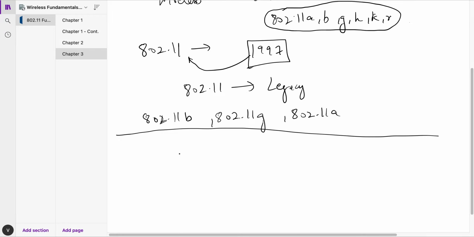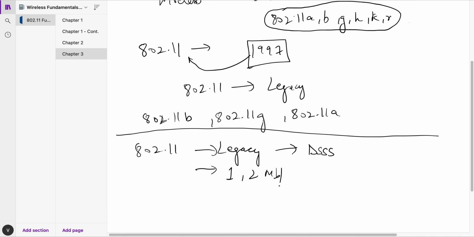Okay, so we understood that whenever some bits need to be sent onto the signal, we need to do some modulation, encoding on the signal, and then it becomes a carrier signal, right? 802.11 is called legacy, and the RF technology used behind this is called DSSS, direct sequence spread spectrum. This means this is how the bits are encoded onto the signal to make it a carrier signal. 802.11 supports 1 and 2 Mbps of data rates, just 1 and 2.